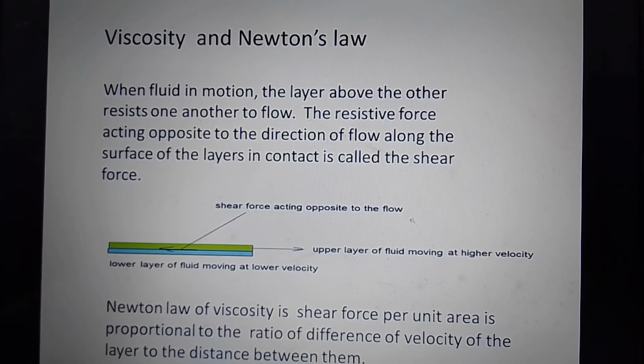Today we will discuss viscosity and Newton's law. We will determine viscosity in the laboratory. When fluid is in motion, the layers above and below resist one another's flow.